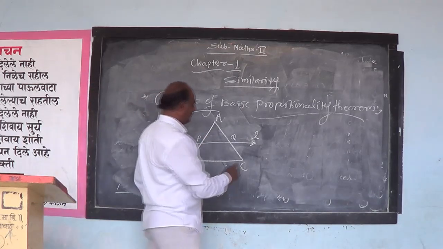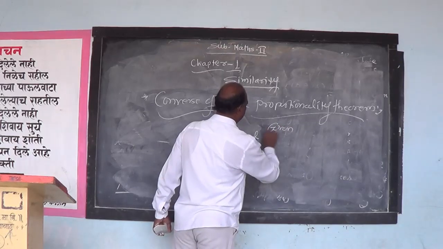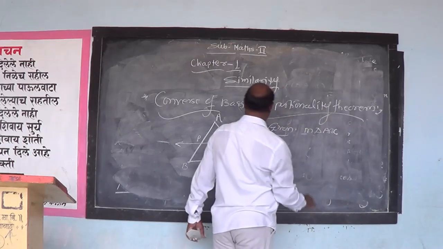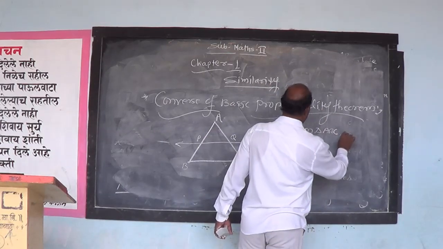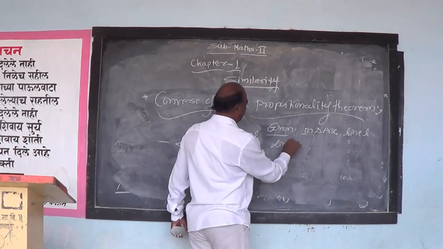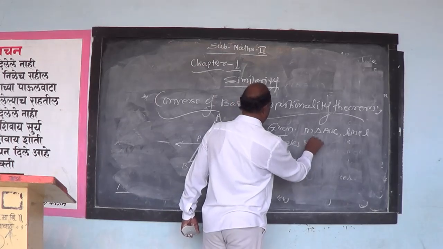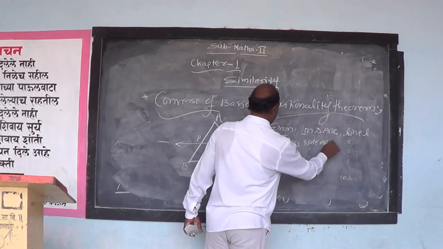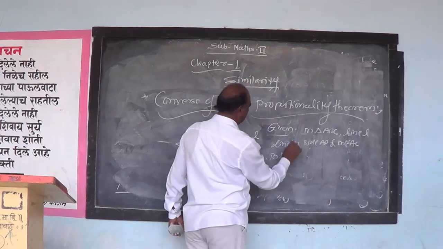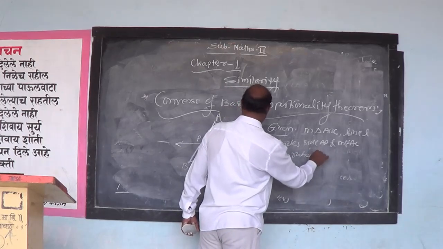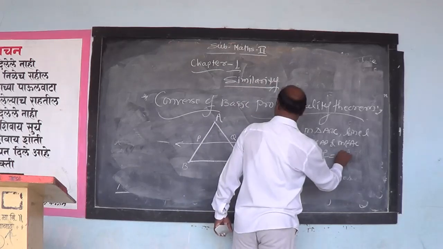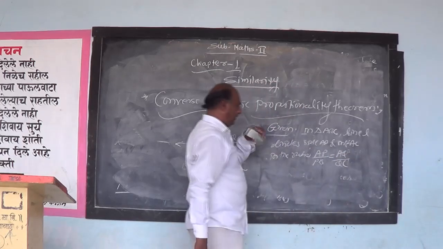Therefore, the given is as follows: in triangle ABC, line L divides side AB and side AC in the ratio AP upon PB is equal to AQ upon QC.